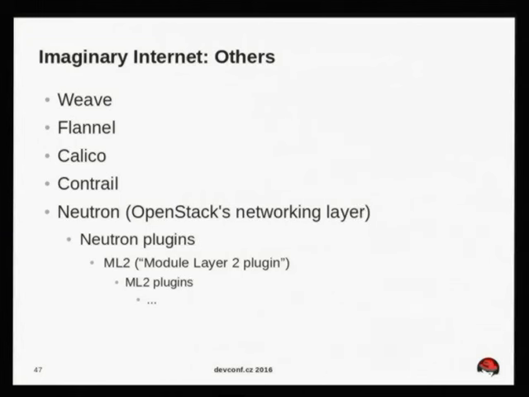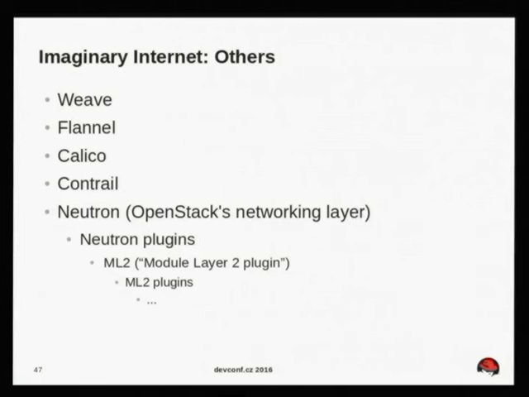And then there are all these other projects. Weave and Flannel were both created for use with Kubernetes, which is Google's container orchestration system, which OpenShift is built on top of. Calico and Contrail are other projects. Neutron is OpenStack's networking layer. It has its own architecture, but then has plugins within that, so you can have an vSwitch plugin or a Calico plugin or a Contrail plugin.